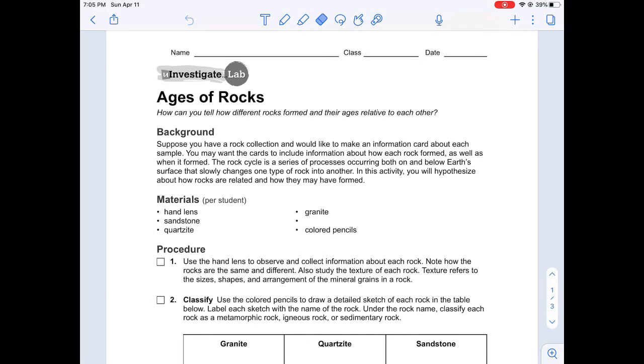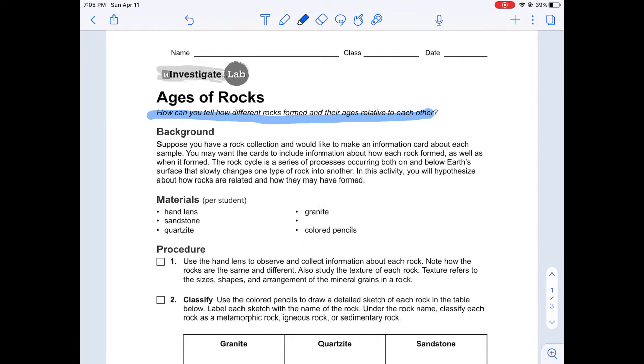So the question we're going to be investigating is, how can you tell how different rocks formed and their ages relative to each other? So really we're going to be talking about the three different types of rocks: sedimentary, metamorphic, igneous. We're going to have three rocks called granite, sandstone, and quartzite, and we're going to try to interpret which rock formed first, which rock formed second, and which rock formed third.